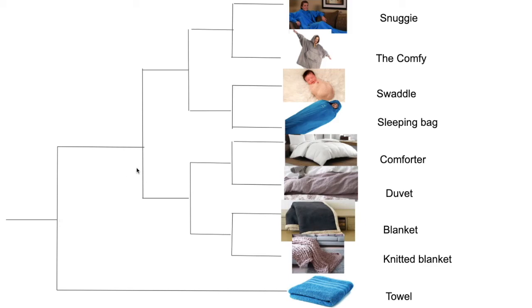Whereas if we were to say the most recent common ancestor for the Snuggie and the Comfy, that is just their most recent node. The individuals with the shortest branches are most closely related to each other and are connected by the same branch. So the Snuggie and the Comfy are most related, the swaddle and the sleeping bag are most related, etc. This phylogenetic tree represents cladogenesis. It's the formation of new groups through evolutionary divergence, meaning that it is not anagenesis, which is species formation without branching.